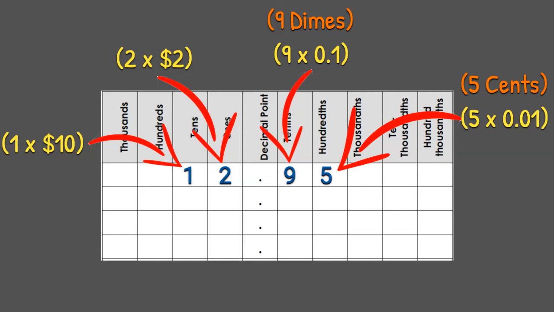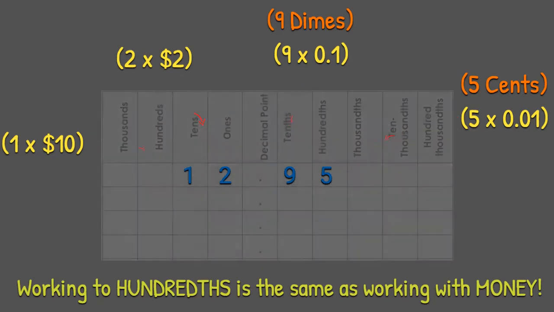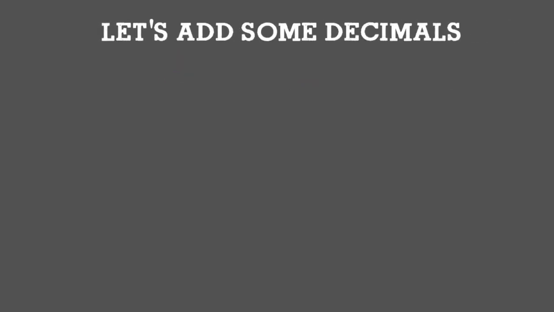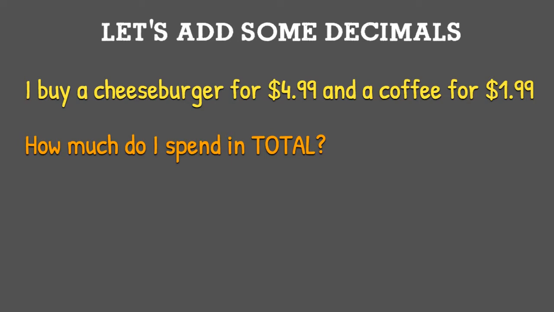So altogether we have $12.95, or 12 and 95 hundredths. Okay, so let's add some decimals. I buy a cheeseburger for $4.99 and a coffee for $1.99. How much do I spend in total?